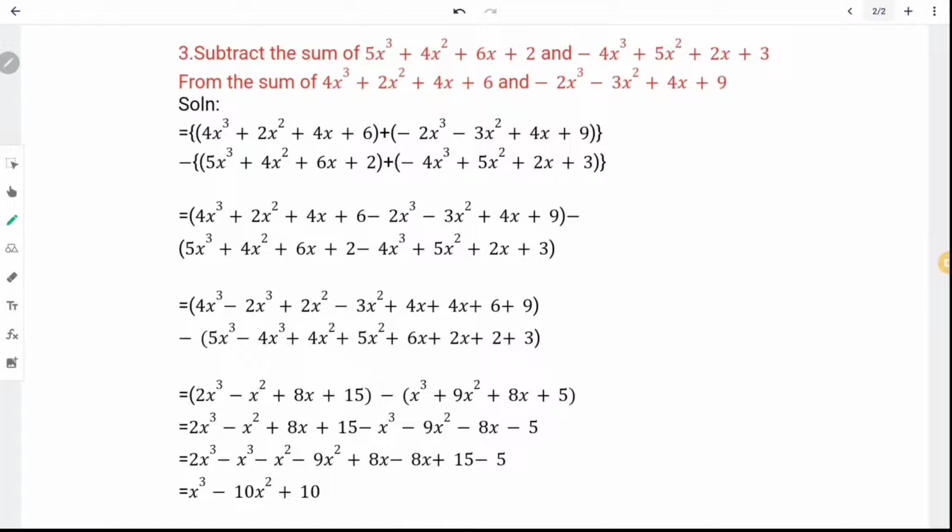Question number 3. Subtract the sum. So remember, guys, sum means plus. I'll just tell you in short. We have to add these 2, right?